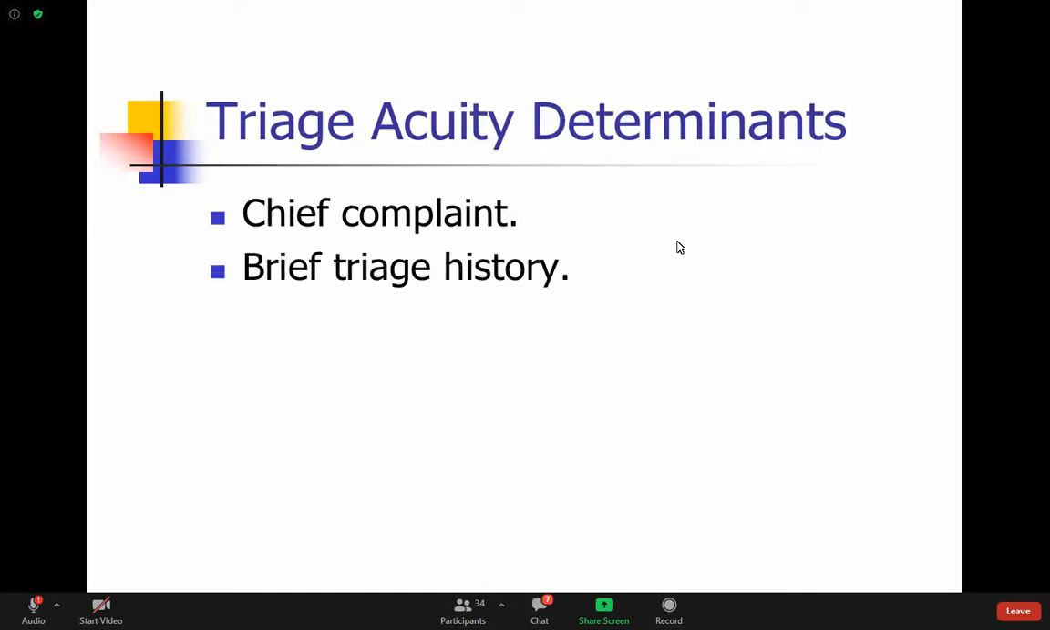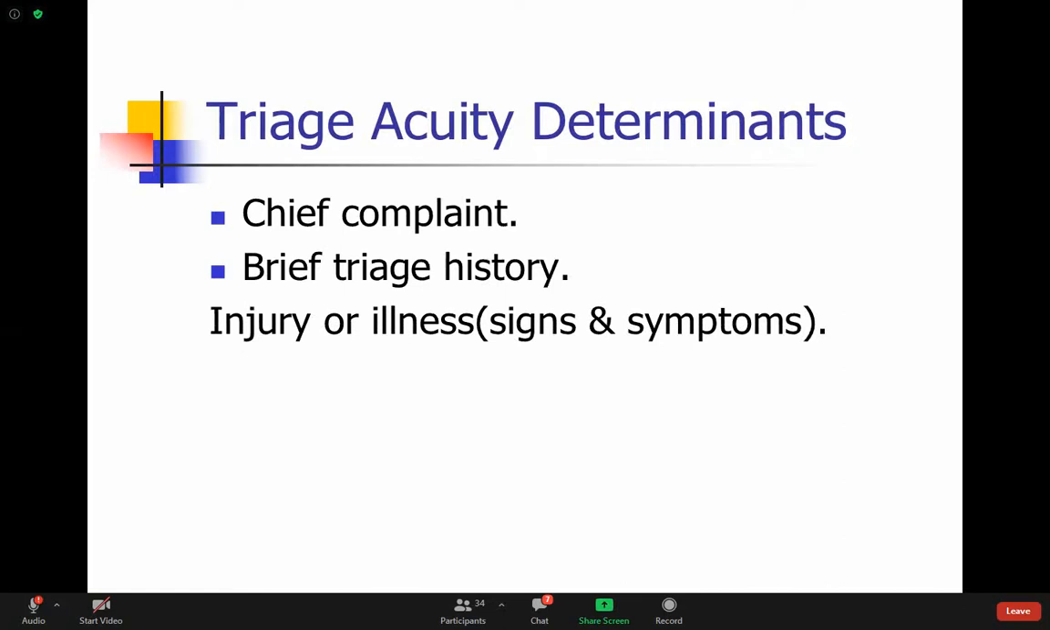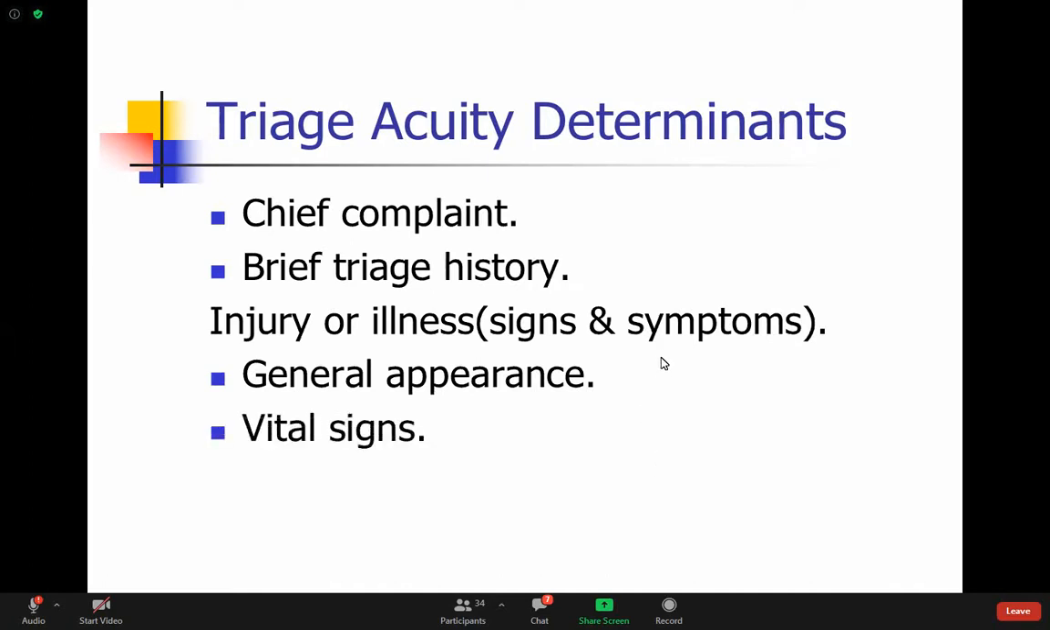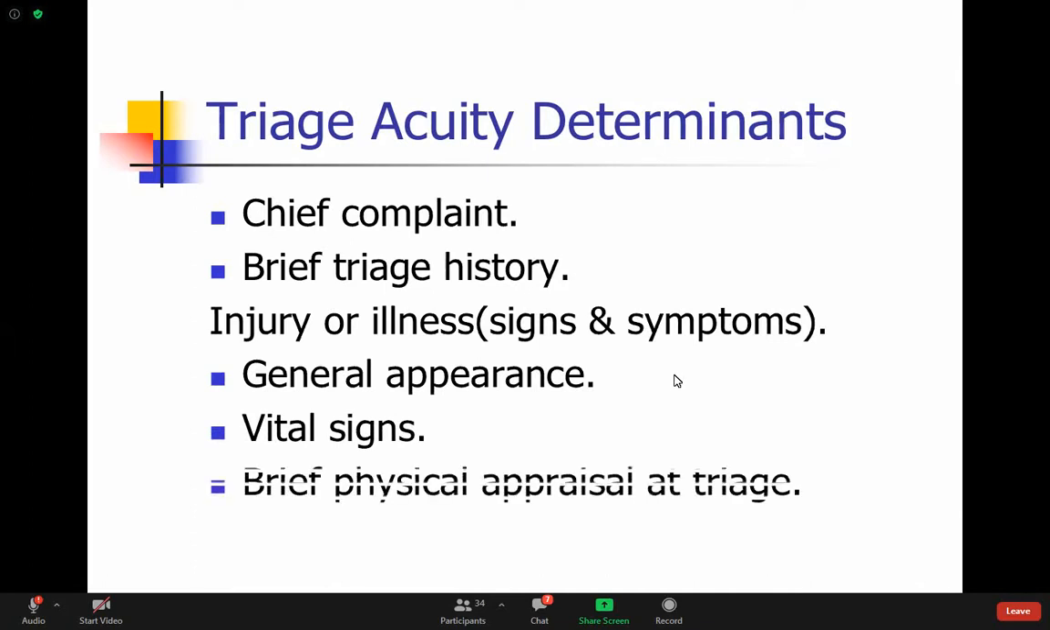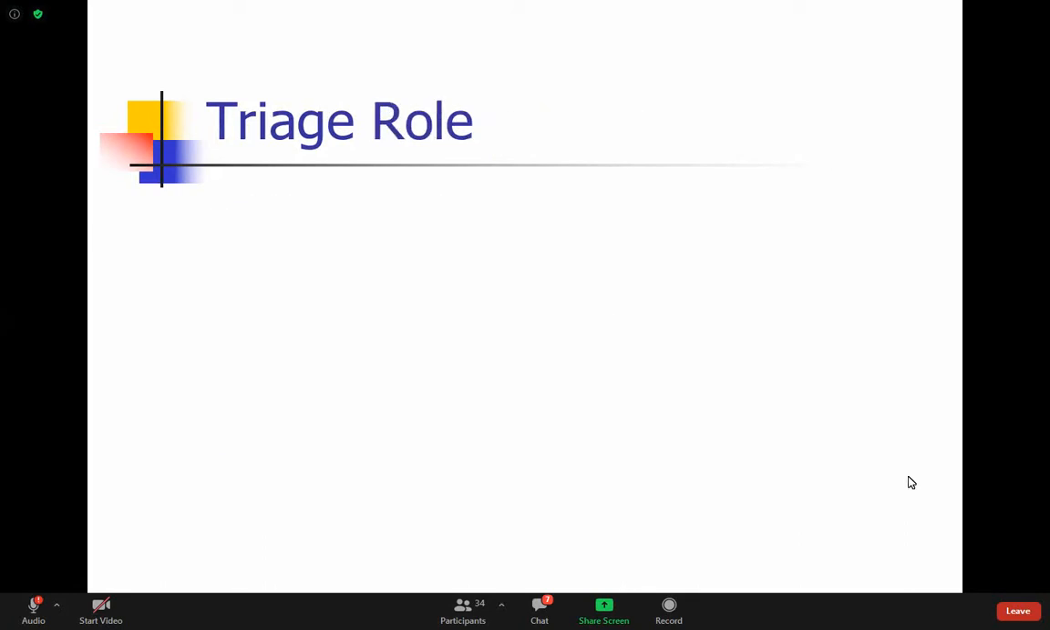Brief triage history, injury or illness, signs and symptoms, again, briefly. General appearance of the patient, is he unconscious? Is he conscious and sitting comfortably? Vital signs, as we said, brief physical appraisal or brief physical examination in triage. And that's it as your triage determinants.